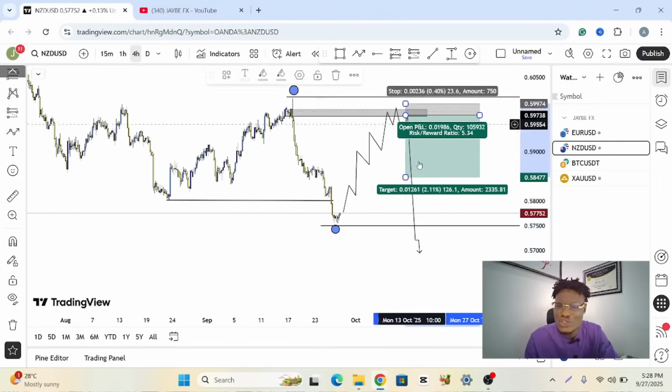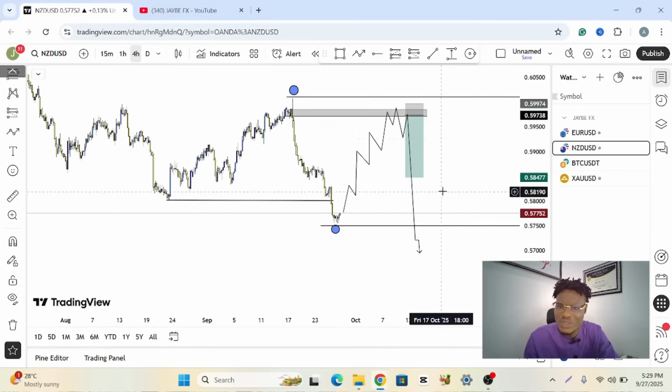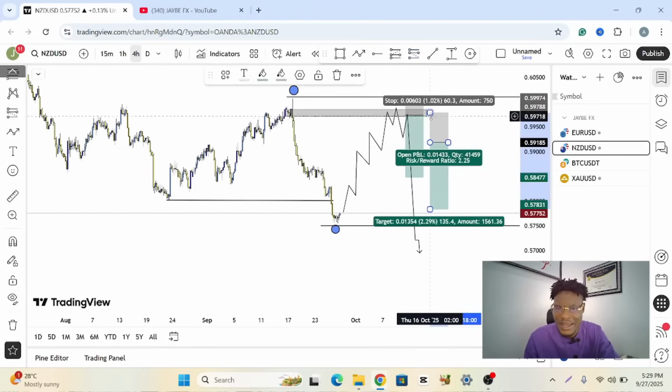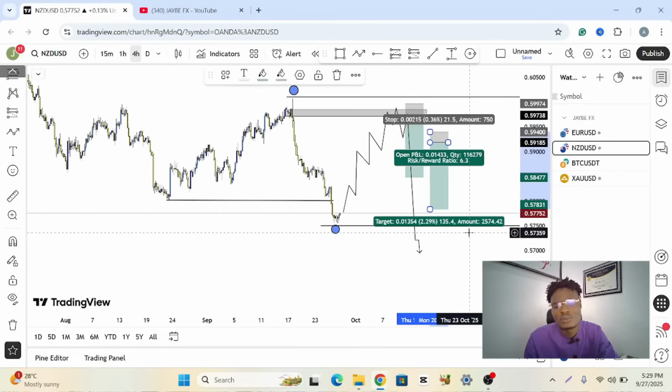You can decide to hold the trade as long as you want, or you start taking small TPs. Look for re-entry if possible. You take another TP, just like that. As easy as it is, bro.